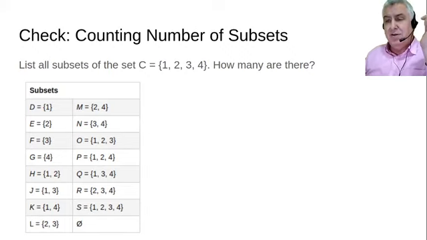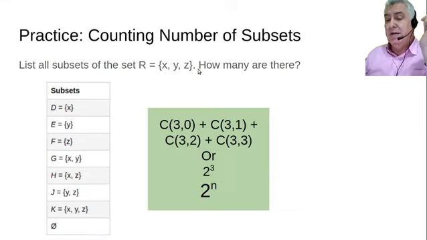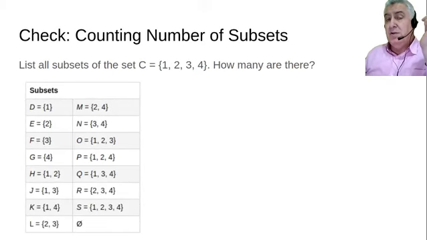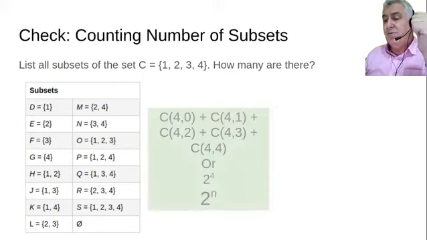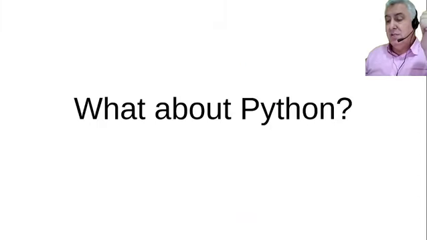Okay, so how many are there? So we have how many elements? We have 4 elements, and back here we said 2 to the n, so 2 to the 4th. 2 to the 4th is 2 times 2 is 4 times 2 is 8 times 2 is 16. So 2 to the 4th is 16. So our answer is 16.